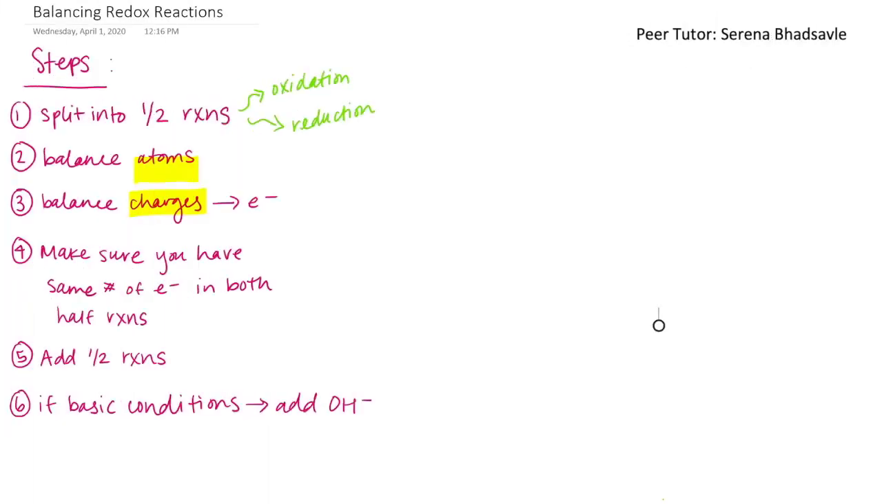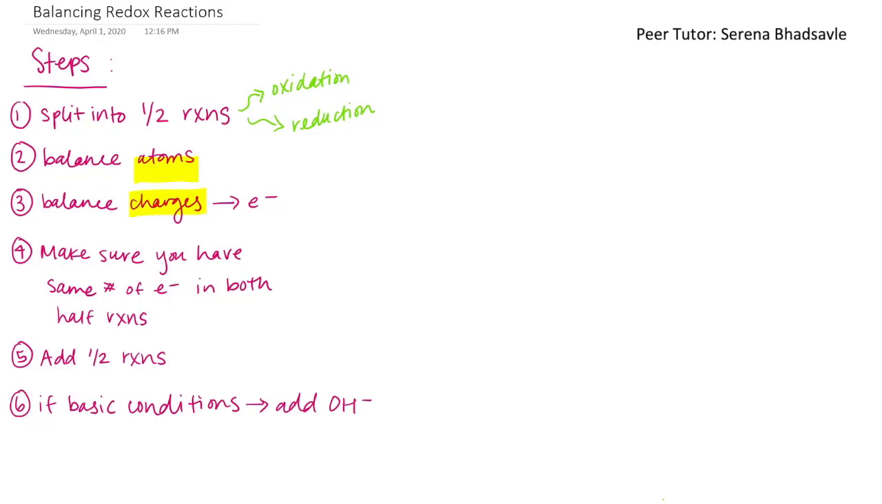So here I have listed a couple of steps that you want to follow every single time that you balance a redox reaction. So the first step is to split up your reaction into two half reactions. One of them will be an oxidation, and the second one will be a reduction. Then you want to balance those half reactions first by atom, and then second by charges using electrons.